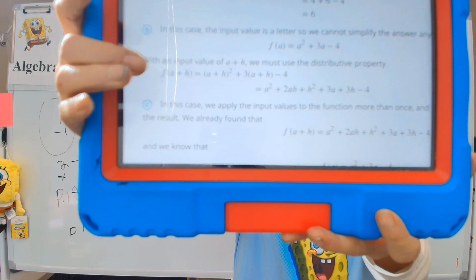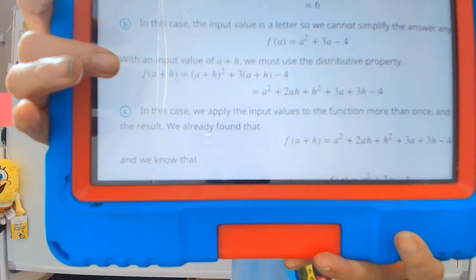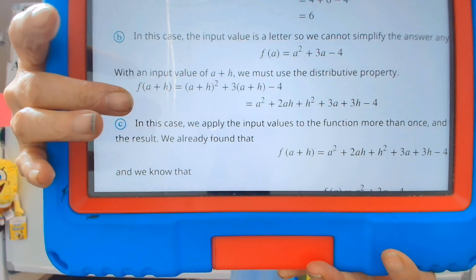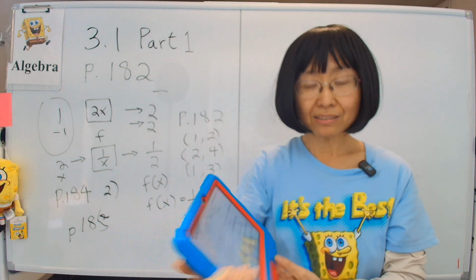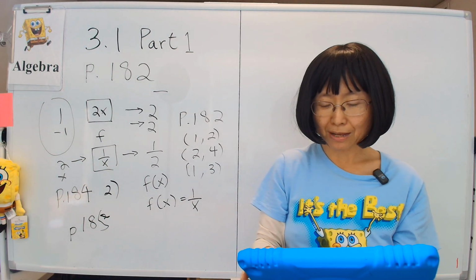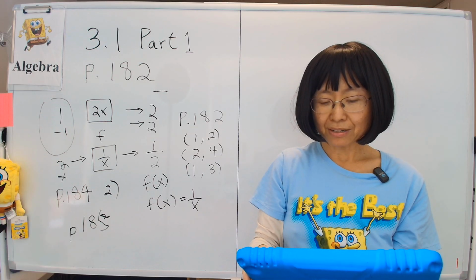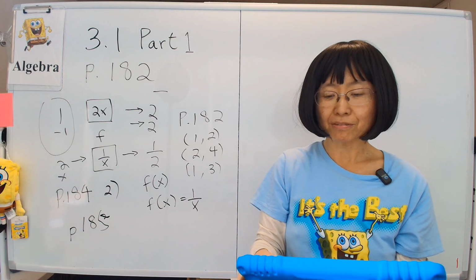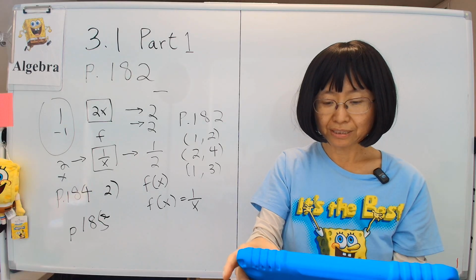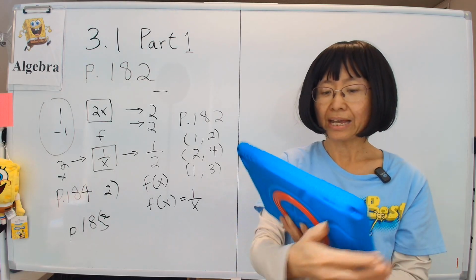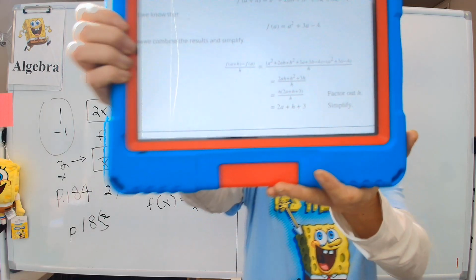If you plug in a plus h, it's this thing, and if you decide to multiply it out, which the book decided to do, then you will end up with that thing. And finally, we have even more complicated. And well, then the last part, your book wants you to evaluate that expression, which is doing a division right here. Okay, so please do this yourself.